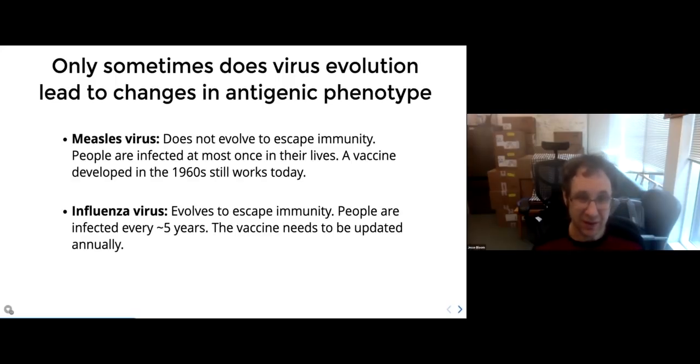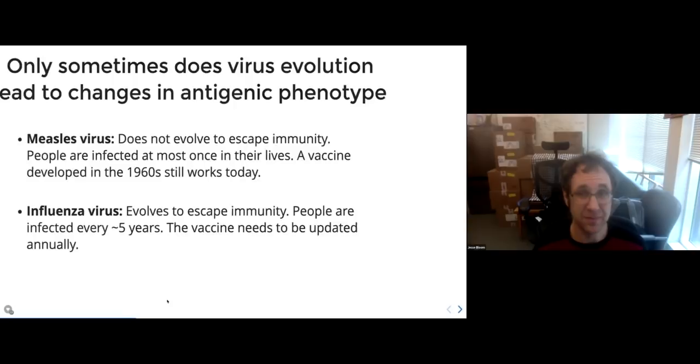One of them is measles virus. That virus does not evolve to escape immunity. So in the old days, people were infected with measles virus at most once in their lives. And then a vaccine was developed in the 1960s and it still works great today. At the other extreme is influenza virus. This virus evolves rapidly to escape antibody recognition. As a result, people are infected with the virus about every 5 years, and the vaccine needs to be updated annually to keep pace with that evolution. So you naturally might want to ask, where might a coronavirus fall in this spectrum?